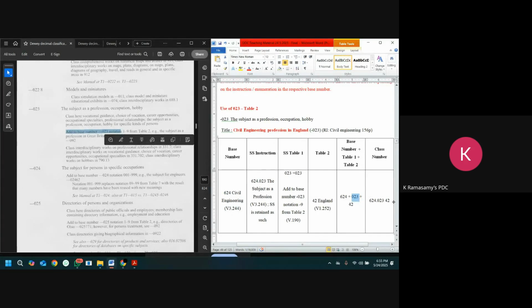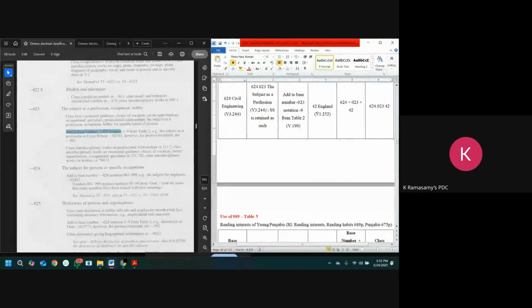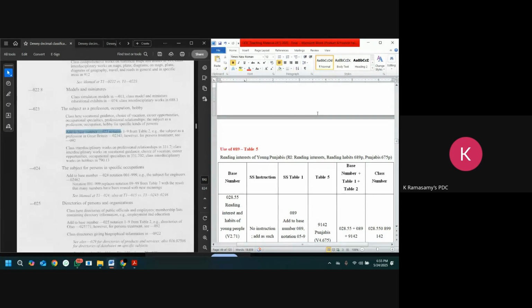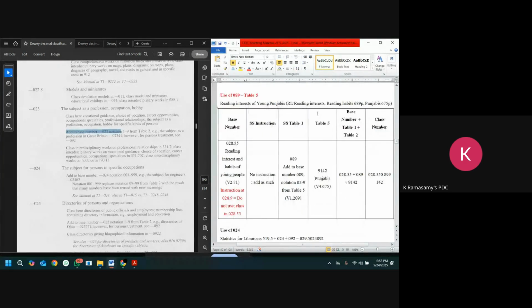624.023 space 42, which stands for England. So this way, I am using 023. 023 is further extended with the help of table 2, which is based on the instruction available in this particular page number. Okay, fine. That is also possible. You can add it like this. Absolutely no problem.